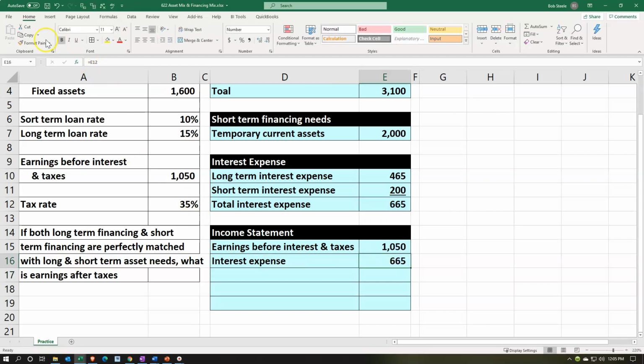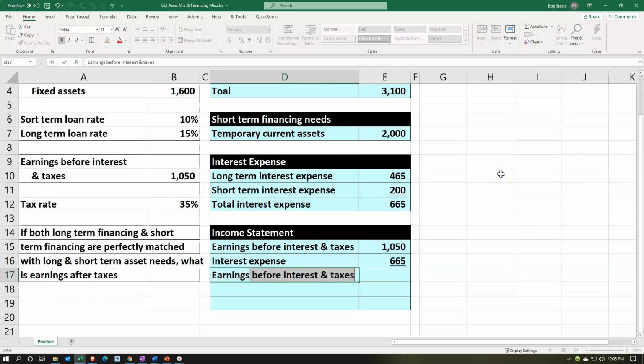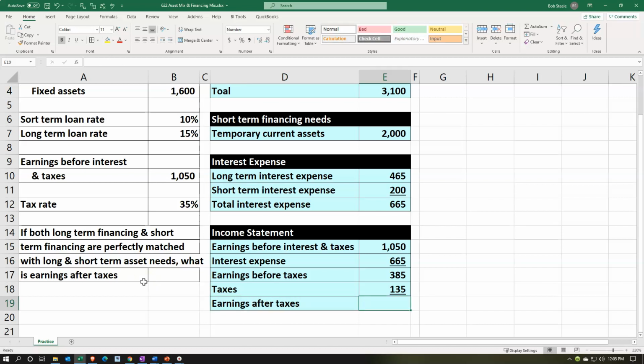If we put an underline there, it's going to be home tab, font group, and underline. And then we're going to have the earnings before taxes, which is going to be equal to the 1,050 minus the 665. Then we calculate the taxes on that, which is going to be the earnings before taxes, the 385, times the tax rate, which is 0.35 or 35%. Let's put an underline there by going to the home tab, font group, and underline. And then we finally have the earnings after taxes, which is equal to the 385 minus the 135, giving us the 250.